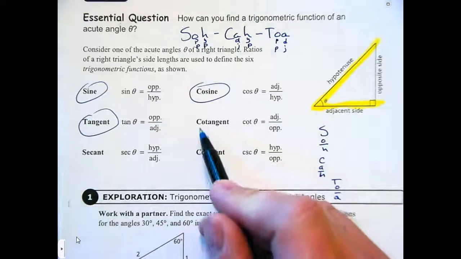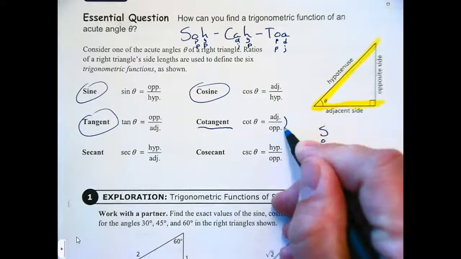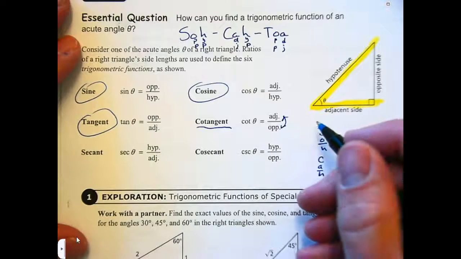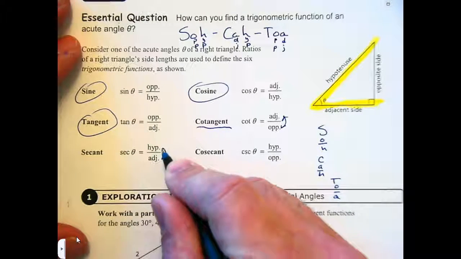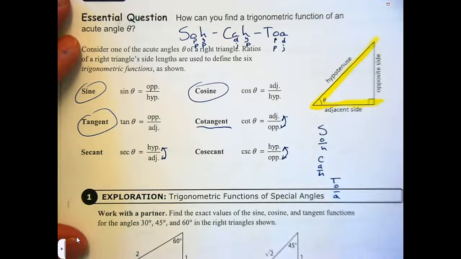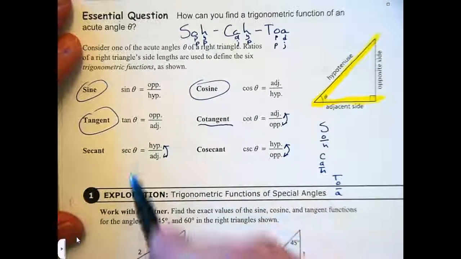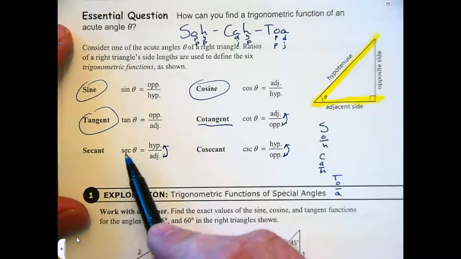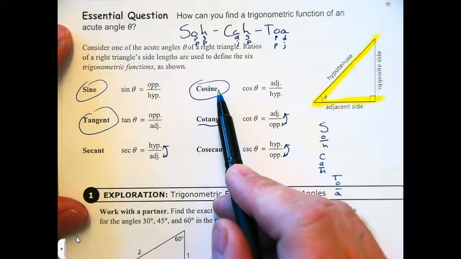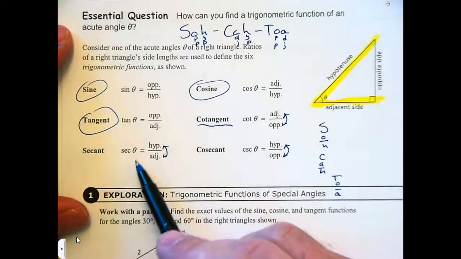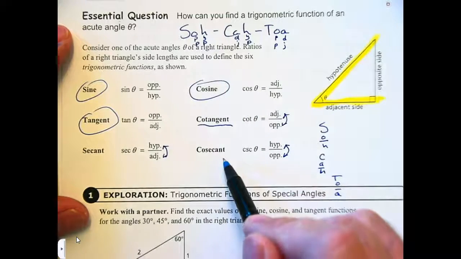Please note that cotangent is just the reciprocal of tangent. It's called a reciprocal function for that reason. Secant and cosecant are also reciprocal functions. Tell your neighbor which function secant is the reciprocal of. Now, secant is the reciprocal of which one? Cosine, which seems weird because this one starts with an S and that one starts with a C. But that's just how it is. Secant is the reciprocal of cosine. Cosecant is the reciprocal of sine.